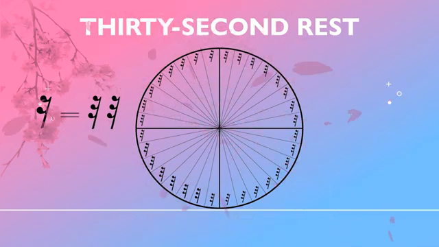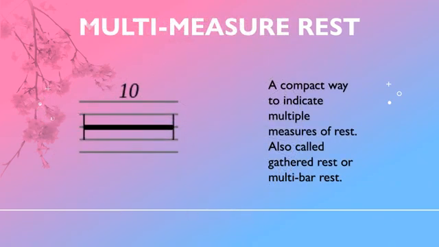Now we're going on to an area that is new. This is our multi-measure rest, a compact way to indicate multiple measures of rest, also called gathered rest or multi-bar rest. This is when in our piece of music we are required to be silent for more than 2 measures at a time. So we characterize it by writing it like this and then putting the number of measures on top to make it easier to read.